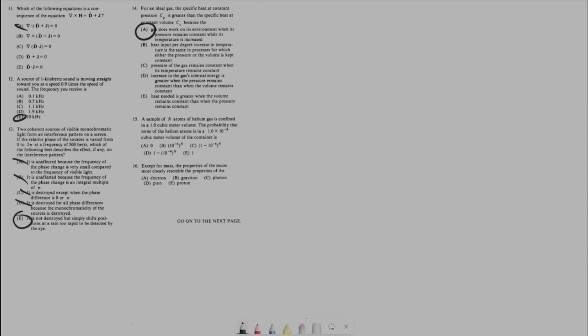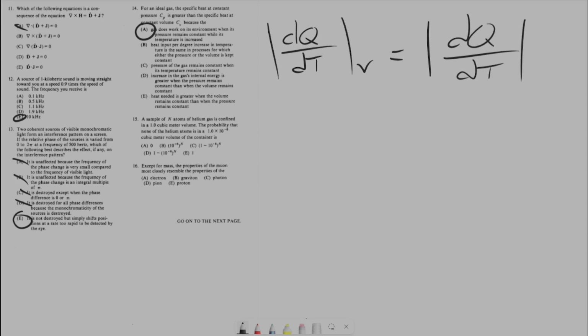So heat input per degree increase in temperature is the same in processes for which either pressure or volume is kept the same. So if I have volume constant, so change in heat per temperature, pressure, that would mean that CV equals CP, but we were flat out told that is not right. So that one is no good.